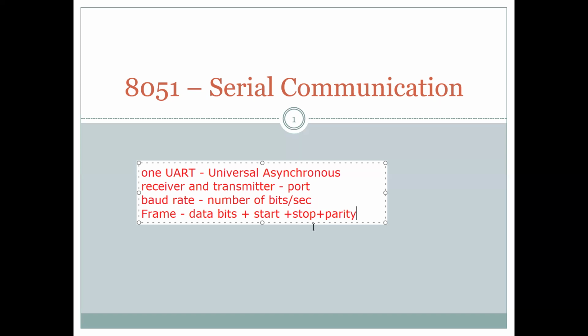When compared with parallel communication, serial communication is always slow because it transmits bit by bit, but in parallel communication a whole byte can be transferred at a time. Such a serial communication port is available in 8051. So let us see more about that.